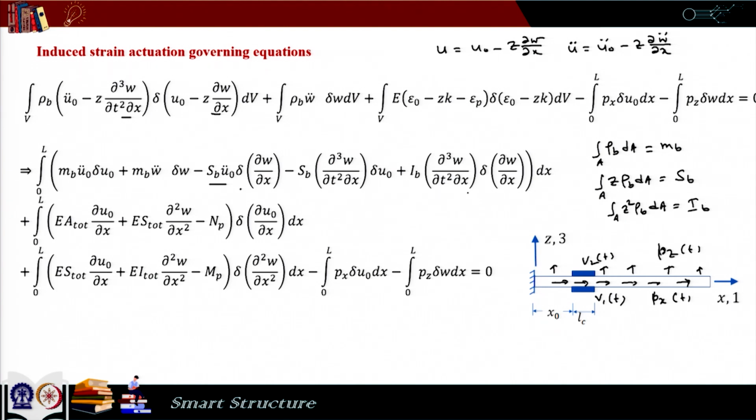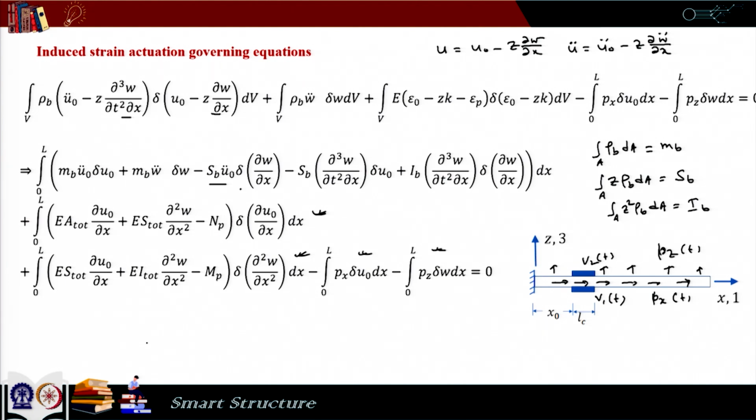Then the rest of the terms come from the internal virtual work expression, and we already know that. This we have done while solving the static problem. We defined EA total, ES total, NP. So, this is just the same thing applied here, and this remains the same.